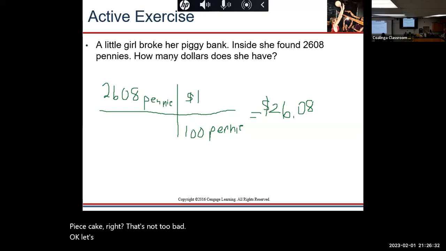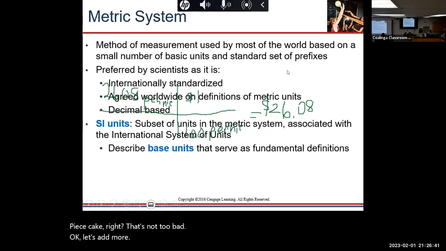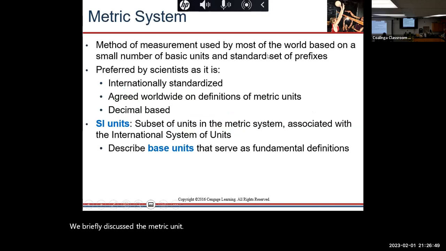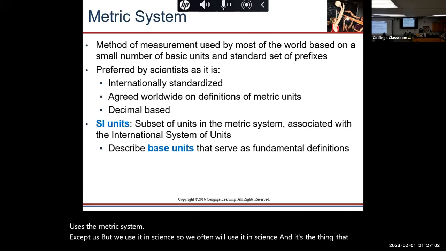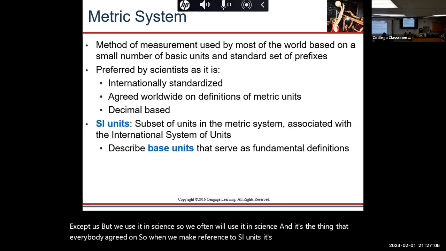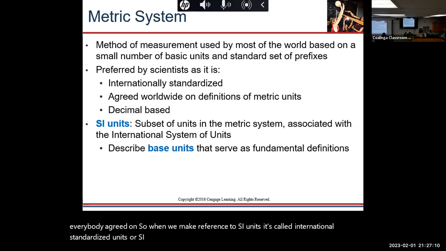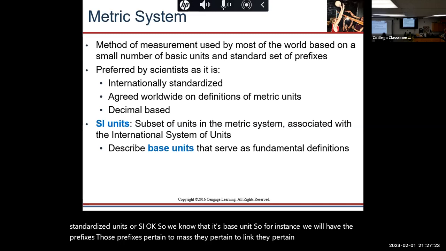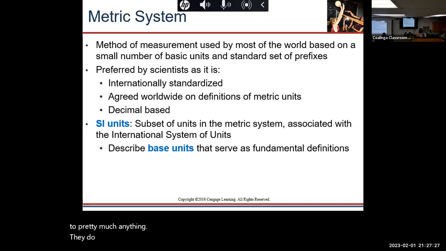Okay, let's briefly discuss the metric units. We all know that basically everybody in the world uses the metric system, except us, but we use it in science, and it's the thing that everybody agreed on. When we make reference to SI units, it's called international standardized units, or SI. We have base units and prefixes. Those prefixes pertain to mass, length, volume, pretty much anything, even seconds for time. So we can use those prefixes for everything.